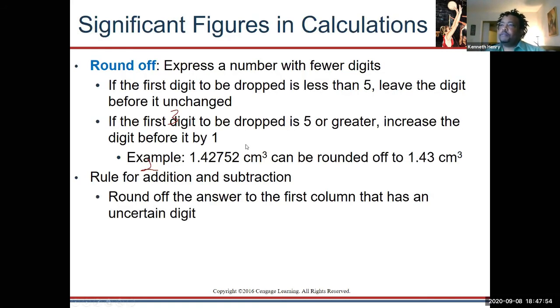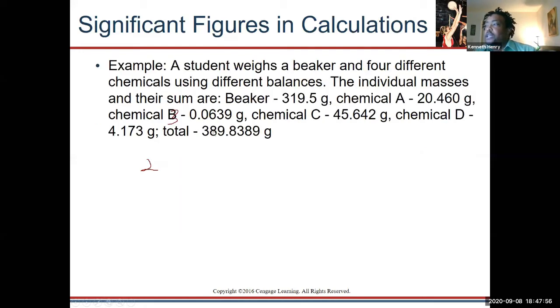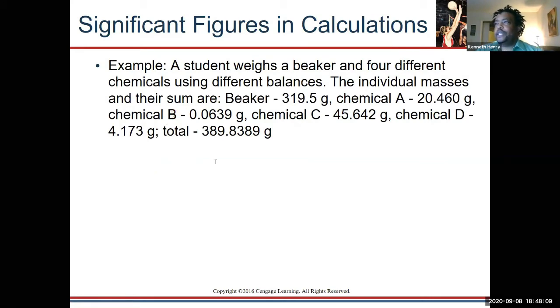Okay, so we've talked about rounding off. You know what the rules are. So let's say here's a problem. I'll type it out and you guys can help me through it. I'm pretty sure that we did this, but just to be safe. So it says a student weighs a beaker and 4 different chemicals using different balances.